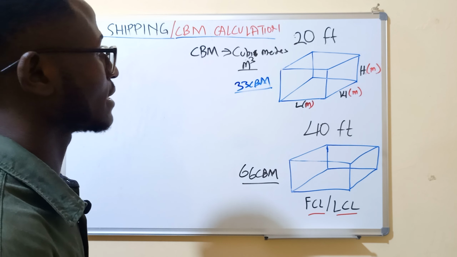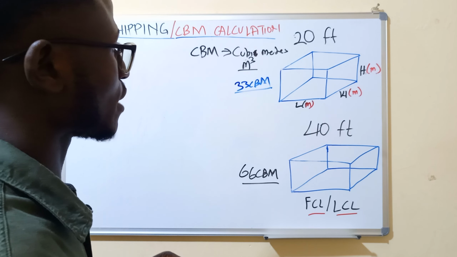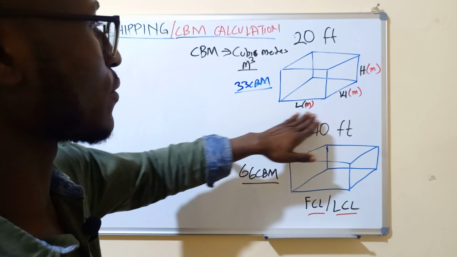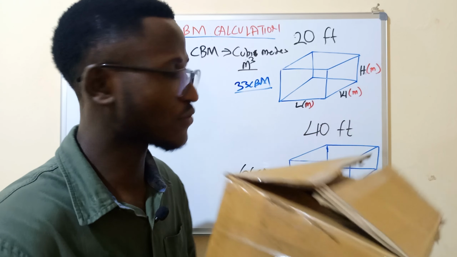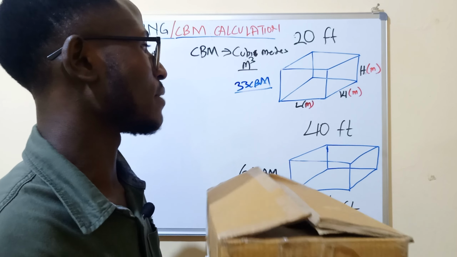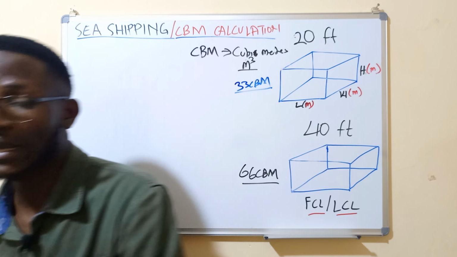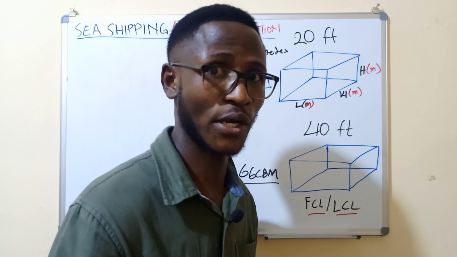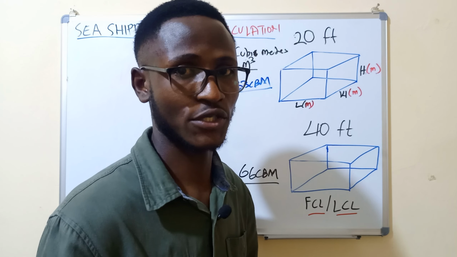Now, let's calculate the CBM. We've understood that for us to find the CBM of a certain box containing our products, we need its length, width, and height. This is why I'm going to use this box here. You're going to find its length, width, and height, then we shall be able to find the CBM of this box. But remember, we are aiming at finding how much we are going to pay. The first step is to find the CBM of that package or box.